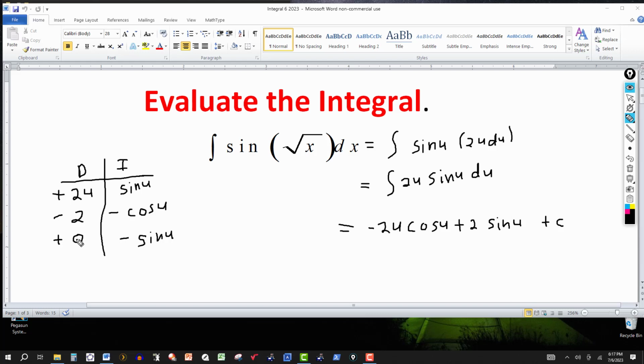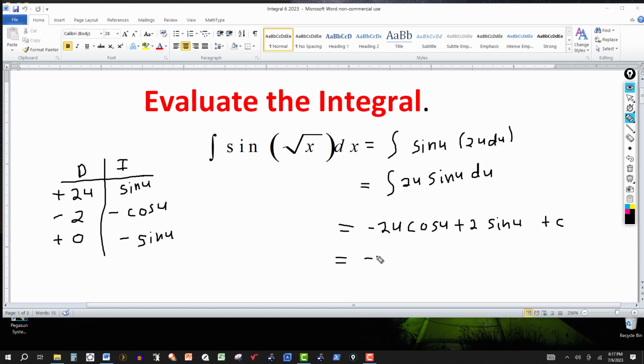And then since we have a 0 here, we stop there, and the product of a row here, 0 times minus sine of u, would be an integral. But because it's 0, when you integrate, you're going to get a constant. So that's why we can stop right there and put your constant of integration. And that's pretty much it, other than going back to the original variable.